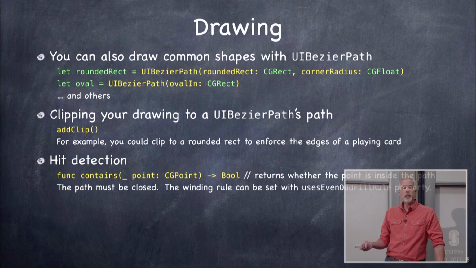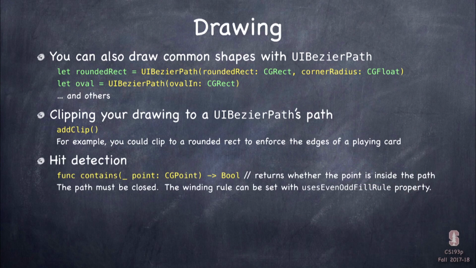You can also do hit detection, like is this point in the triangle, right? Using this contains(_ point:) method, and lots of other stuff.